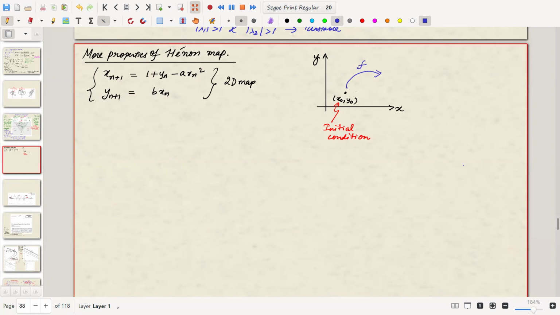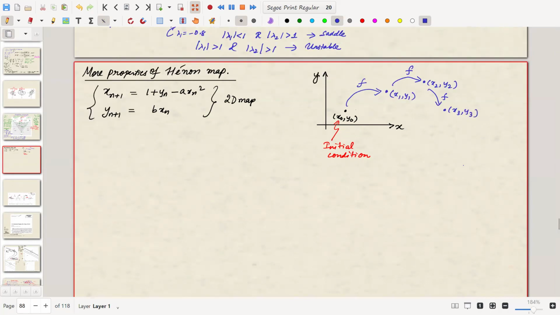This point will go to some point, maybe x1, y1. And what again happens? You again apply the map f. It goes to x2, y2. Apply the map f, goes to x3, y3. Fine. Now, there is a very important concept here, which might have crossed your mind or might not have, but I want to illustrate that. The idea is we are always going forward. Like from x naught, y naught, you apply f, you go forward to x1, y1, apply f, x2, y2, and so on.